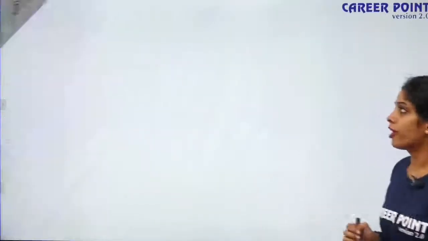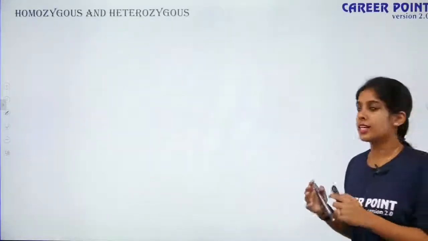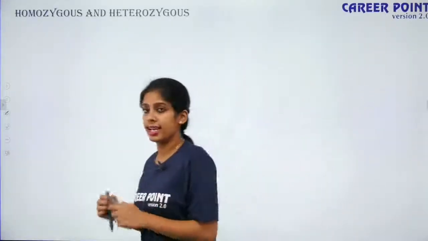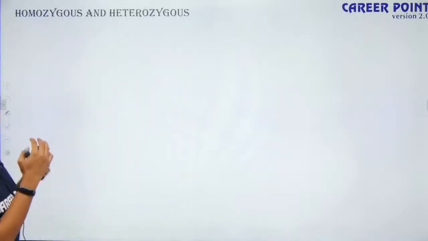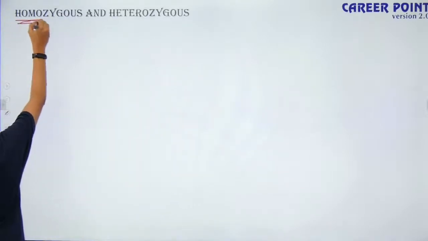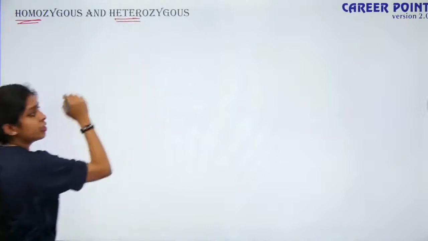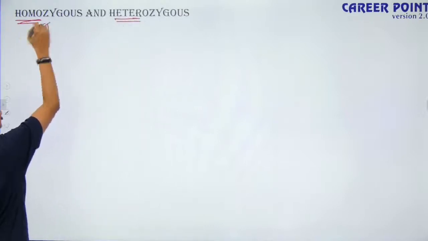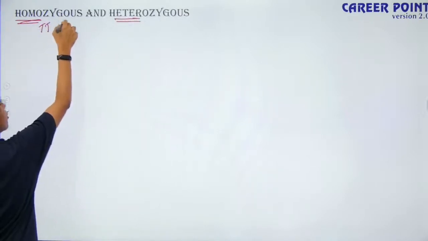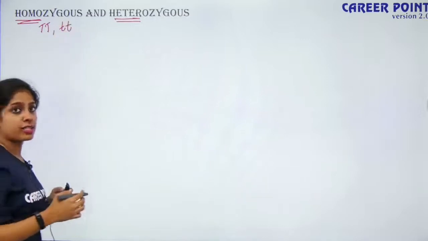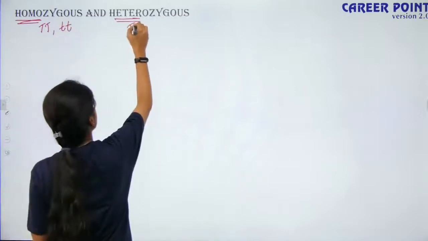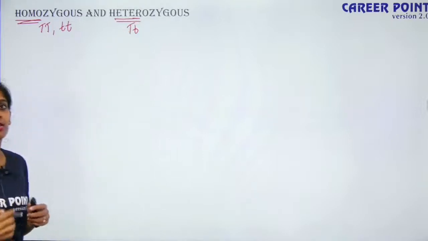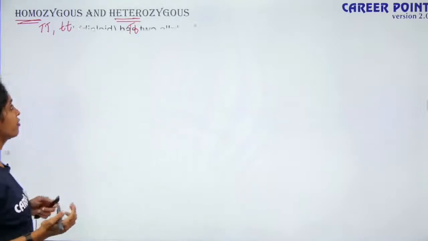Going forward, the next term that I want to discuss is homozygous and heterozygous. We have already discussed what homozygous is. Homo means same, hetero means different. So when I say TT, it is homozygous. When I write small t small t, again it's homozygous. But when I write capital T, small t, it is heterozygous.